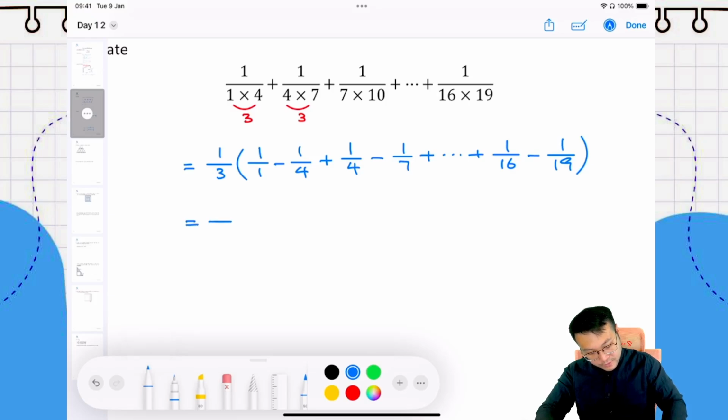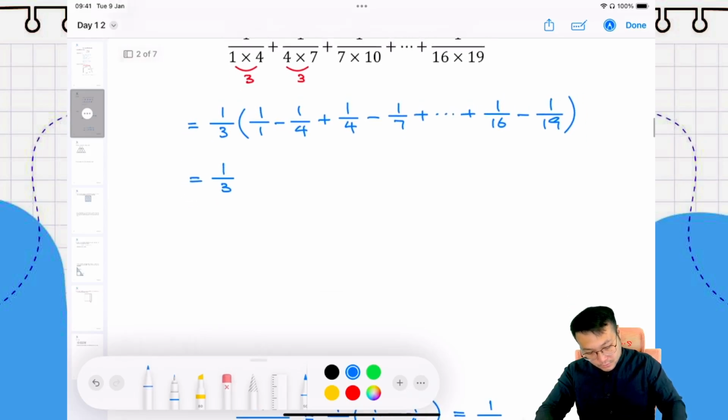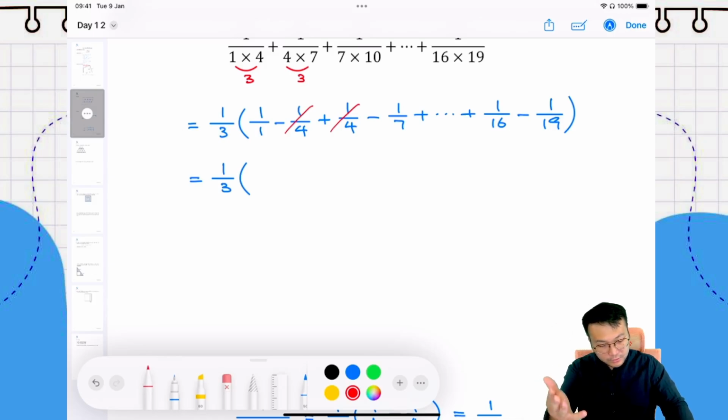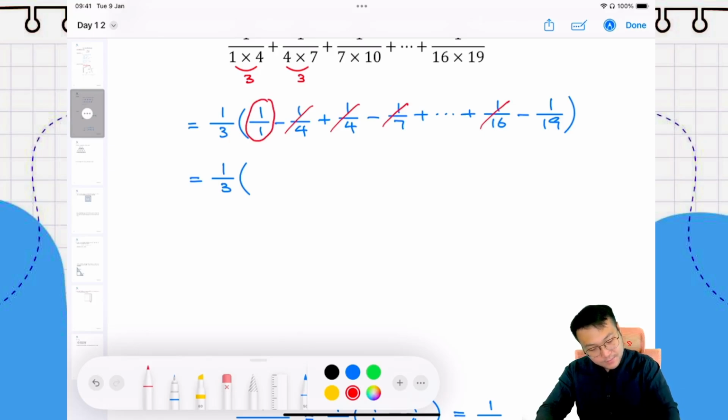So now what are you left with? Do you notice something? Do you notice that negative 1/4 plus 1/4 equals 0? So you keep on cancelling until you're left with the first number and the last number. So what are you left with? You're only left with 1 over 1 minus 1 over 19.